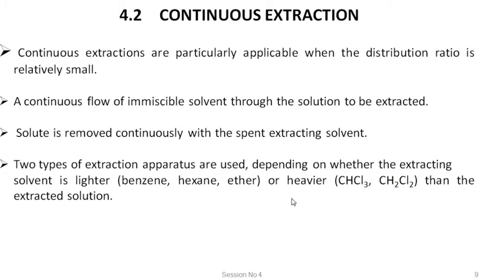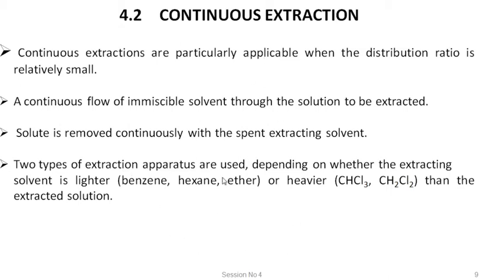So the next method is continuous extraction method. Continuous extractions are particularly applicable when the distribution ratio is relatively small. So previous one is when the distribution ratio is large. Here it is when the distribution ratio is relatively small. A continuous flow of immiscible solvent through the solvent to be extracted occurs. The solute is removed continuously with a spent extracting solvent. So this is a continuous process.